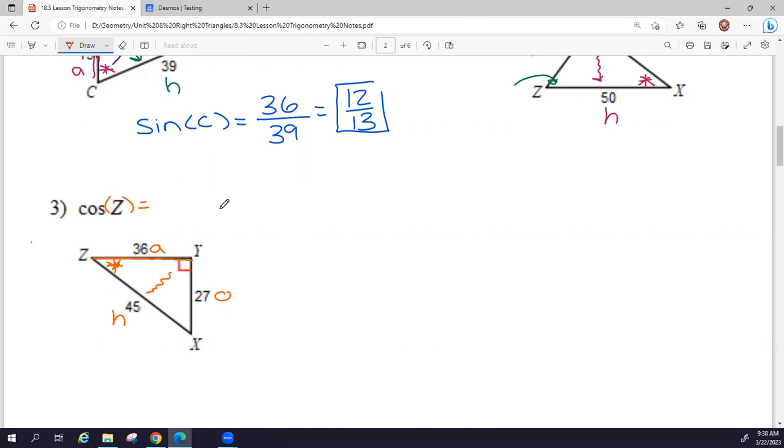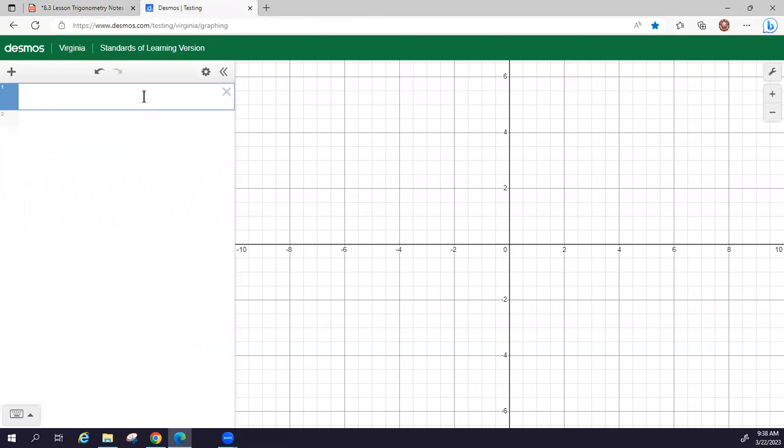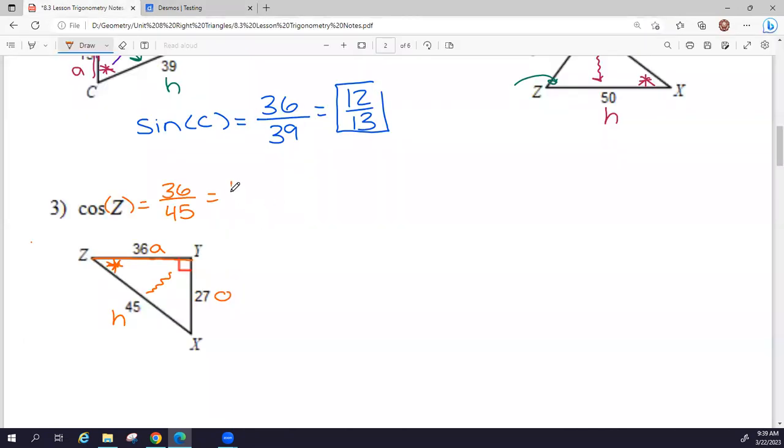Cosine of any angle is the adjacent side, A, which is 36, divided by the hypotenuse, 45. And then, of course, we can simplify that. 36 divided by 45, and we get 4/5. You should always simplify, especially because the calculator will do that for you.